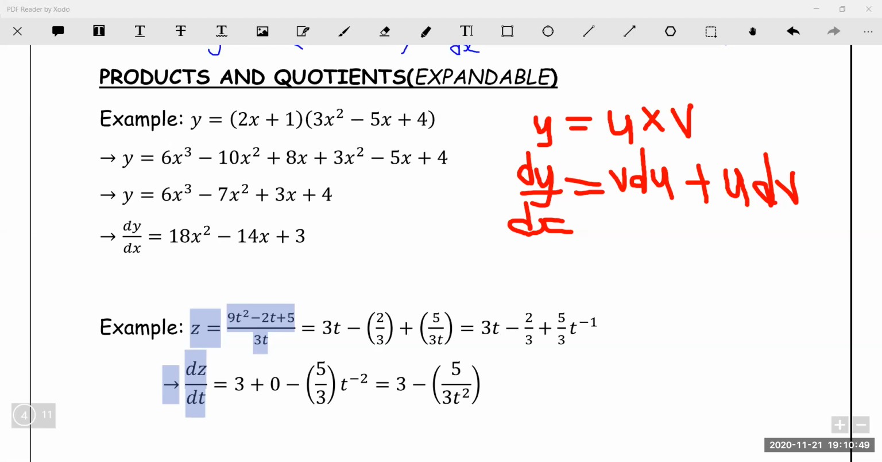Told us z is equal to 9t squared minus 2t plus 5, and all of this is being divided by 3t. So that's z. Z is 9t squared minus 2t plus 5 over 3t. All right, that's z.